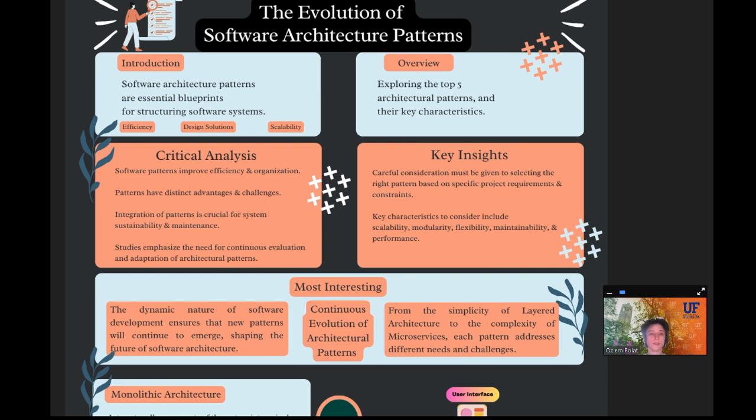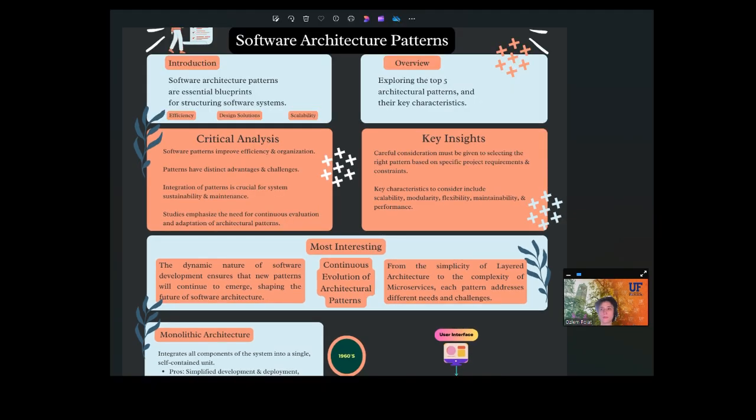The focus is on the top 5 architectural patterns and their key characteristics, while excluding detailed implementation specifics. Software patterns improve solution efficiency and organization. Different patterns such as monolithic and microservices offer distinct advantages and challenges.